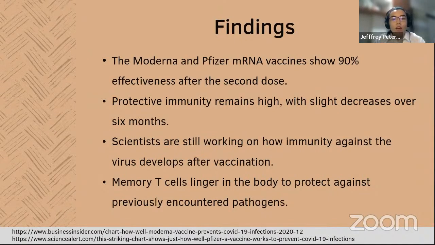Researchers also believe that strong responses from both neutralizing antibodies and immune cells called T cells are necessary for immunity. Memory T cells linger in the body to recognize and protect against previously encountered pathogens. Recent studies indicate these may be crucial for lasting protection against COVID-19.